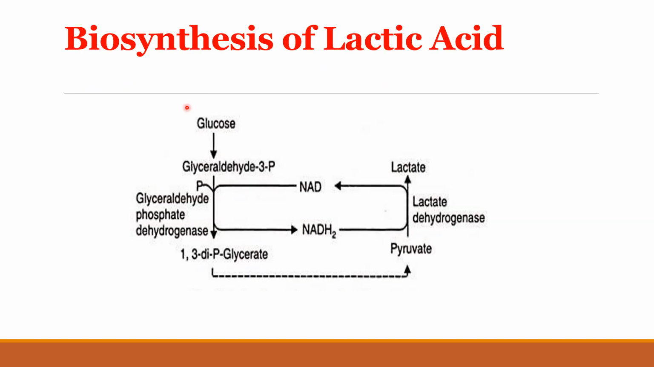Biosynthesis of lactic acid. Glucose is the primary source for producing lactic acid. The glucose is converted into glyceraldehyde 3-phosphate. When the phosphate enters, the reducing power changes into NADH. The glyceraldehyde 3-phosphate, with the help of the enzyme glyceraldehyde phosphate dehydrogenase, converts into 1,3-diphosphoglycerate. Then the glycolysis cycle takes place and it is converted into pyruvate. The pyruvate is then reduced to lactate with the help of the enzyme lactate dehydrogenase.